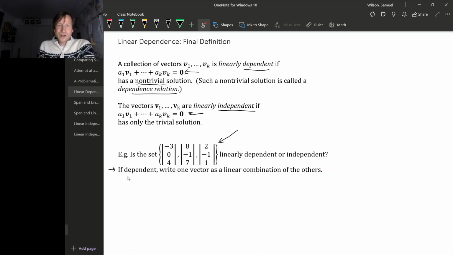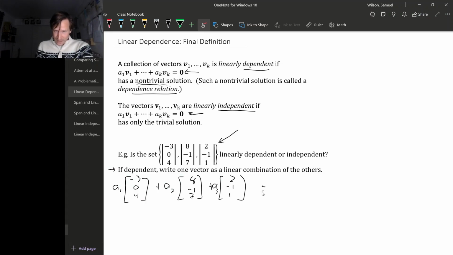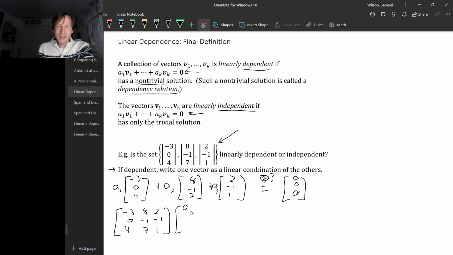So we want to know, is it possible to take a linear combination of these three vectors and end up with the zero vector? So a1 times (minus 3, 0, 4) plus a2 times (8, minus 1, 7) plus a3 times (2, minus 1, 1). Is it possible to get a non-trivial solution to this equation? Well, we can pile all of this into a matrix as usual: minus 3, 8, 2, 0, minus 1, minus 1, 4, 7, 1, times a1, a2, a3. We want to know, are there any non-trivial solutions when this is set equal to 0?